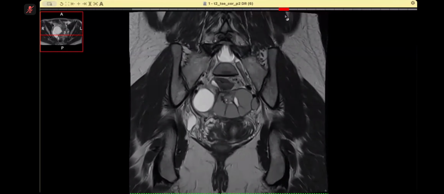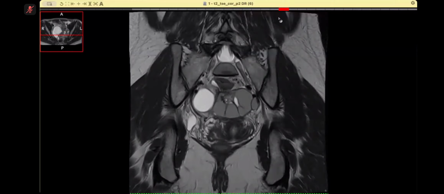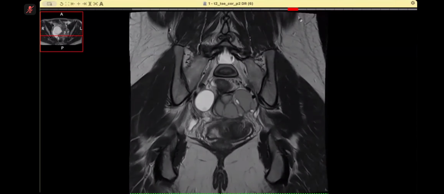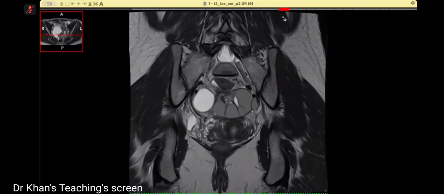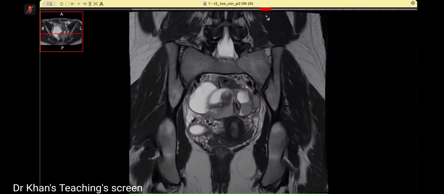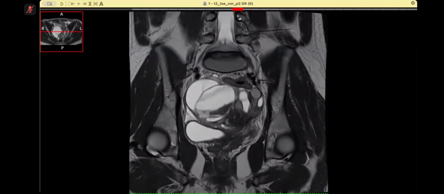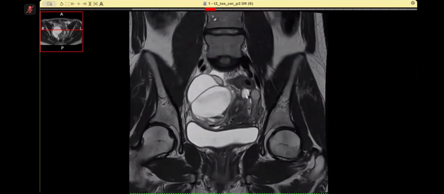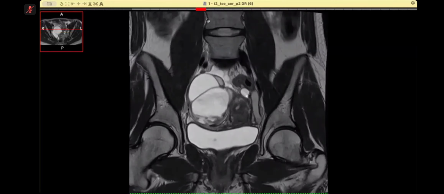I cannot appreciate the right ovary separately. Left ovary is normally visualized. There is also a T2 low signal intensity area seen on the contralateral side, on the left side as well, I guess. So this could be a case of... I'm going through images. I cannot appreciate a right ovary separately.